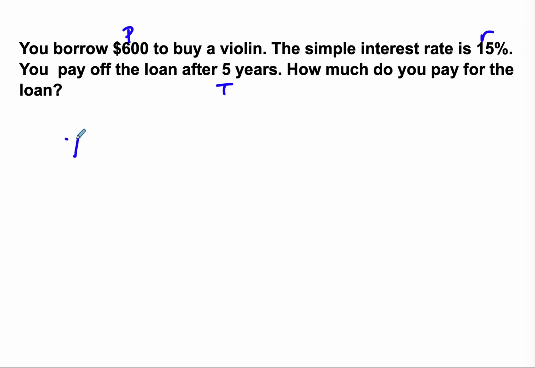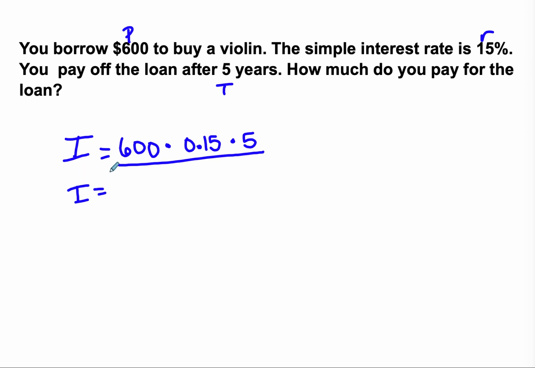So we are going to solve for the interest, and then we're going to add it on to find the total. So interest equals 600, my principal, times my rate, 15/100, times 5. All right, so we are going to go ahead and multiply here. So 600 times 15/100 times 5 is 450. So our interest is $450, but that's not our total.